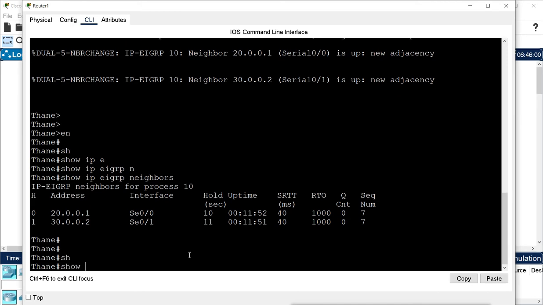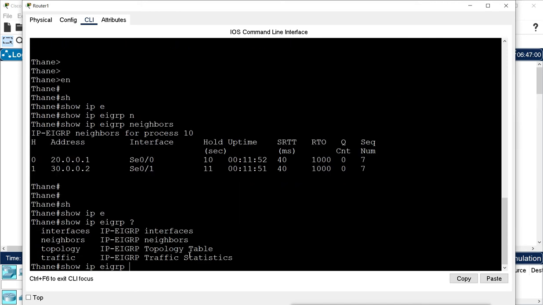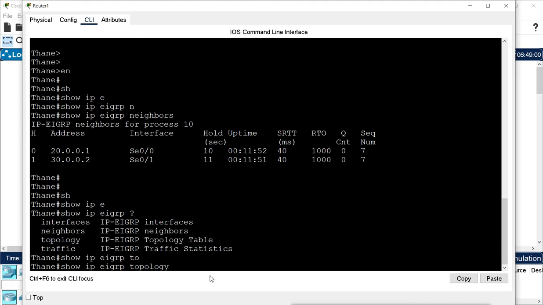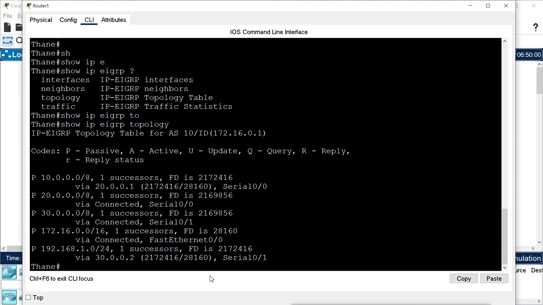Then we can see show IP EIGRP. We can see the topology table which shows all the connected networks, all the known networks. Right now we have only successors here. If you see here, this is the network it knows, and this one is also a successor, and the feasible distance is this. Then via it can go from here on this interface, and these are the composite metric here.